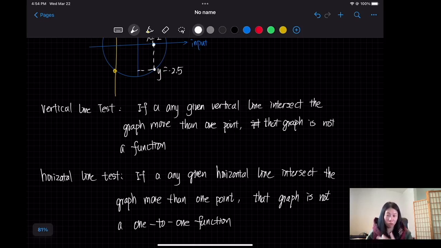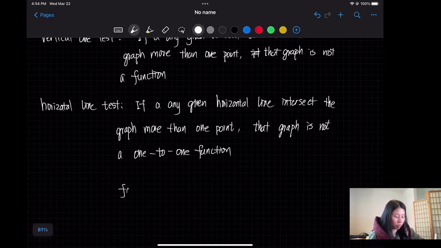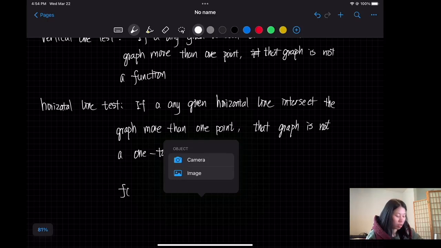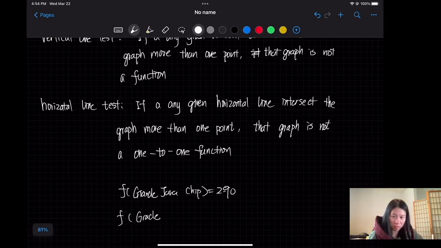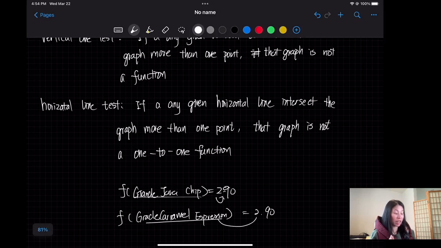A one-to-one function is, in our early example, remember, let's talk about the menu. If I want a grande Java chips, then you're going to pay $2.19. Also, if you want to order a grande caramel espresso, also $2.19. So this is not a one-to-one function. A one-to-one function means each input corresponds to only one output. But now, different inputs correspond to the same output. So this is a function but not a one-to-one function.